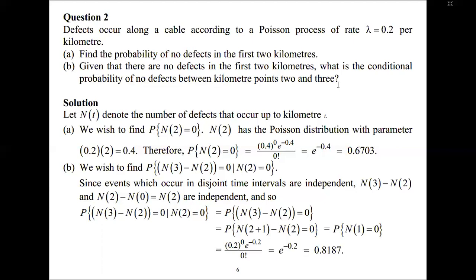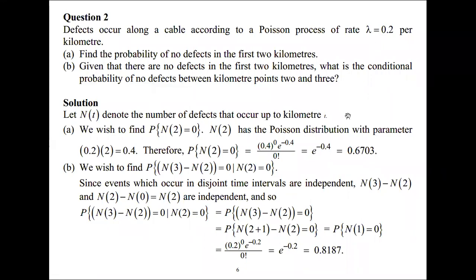For every 1 kilometer, we expect 0.2 defects. So for every 2 kilometers, we expect 0.4. And for every 10 kilometers, how many defects do you expect? That is 0.2 times 10, which will be 2. So when you have a 10 kilometer stretch of cable, we expect 2 defects to occur on average. So lambda here always gives us the rate per unit time.